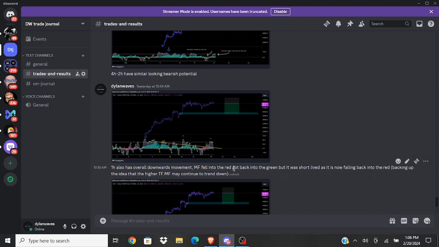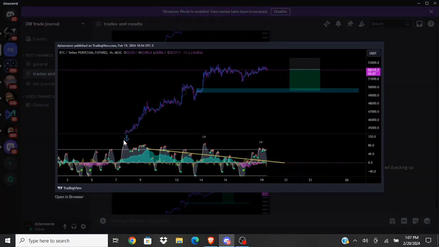Money flow fell into the red, got back into the green, but it was short-lived as it's now falling back into the red, backing up the idea that the higher time frame money flow may continue to trend down. So, we saw a similar looking setup on the 1 hour. We had an anchor wave, trigger wave, trigger wave. We saw the divergences as price was putting in higher highs like we saw on the 2 hour.